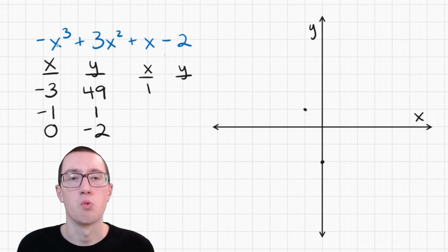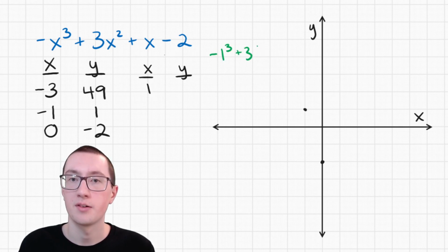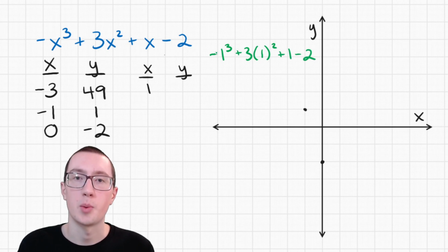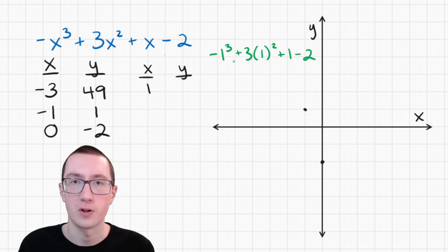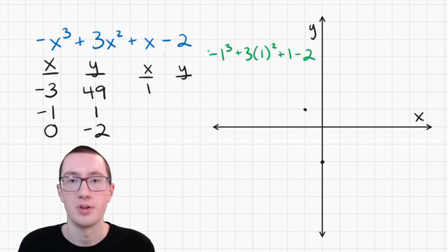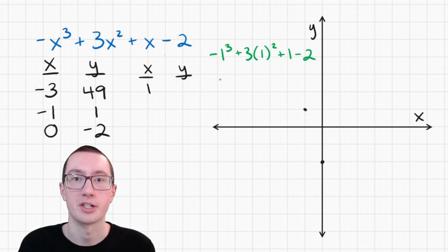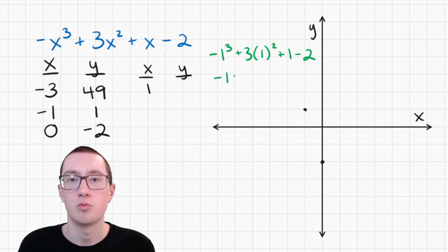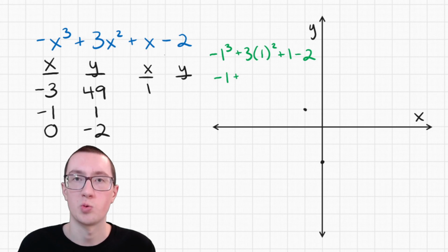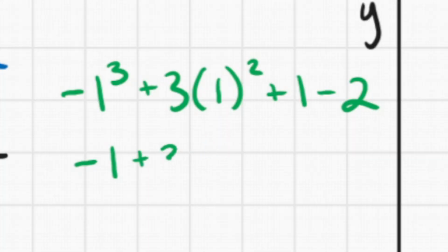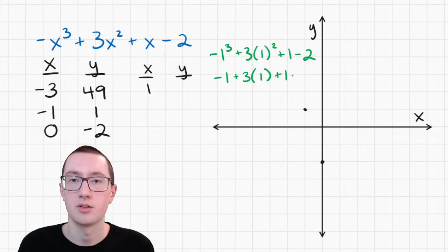So we're going to have -1 cubed plus 3 times 1 squared plus 1 minus 2. 1 cubed, and remember that this negative sign is actually on the outside of what's being cubed. We have to do the cube first. 1 times 1 times 1 is just 1. So we're going to have -1 because the negative sign is still here. So -1 plus 3 times 1 squared. 1 squared is 1 times 1, which is 1. So we're going to have 3 times 1 plus 1 minus 2.